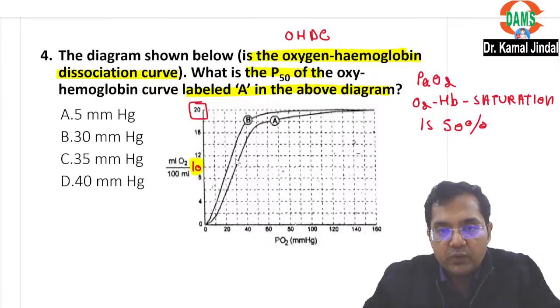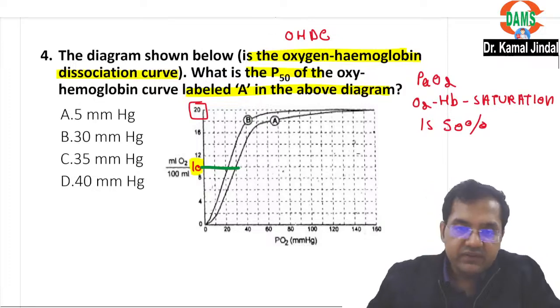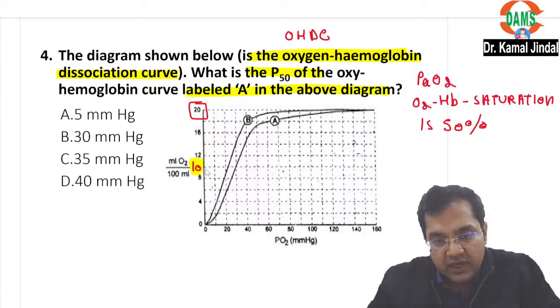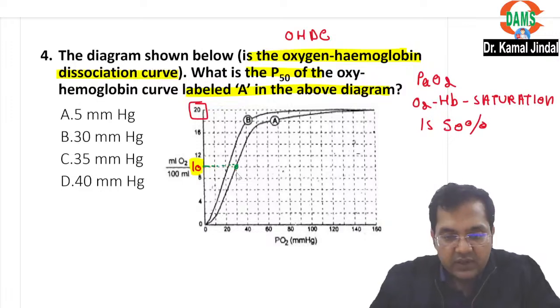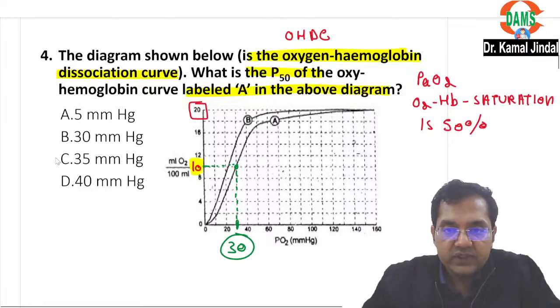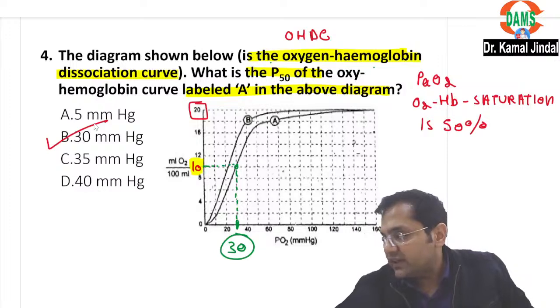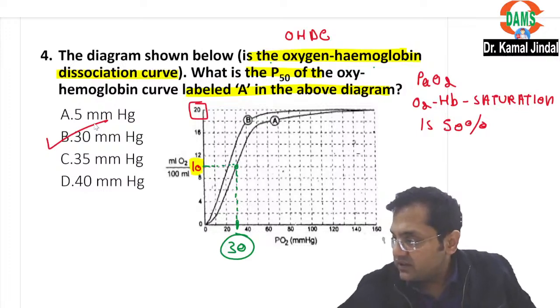Now what do I do? I simply draw a line like this. Once I have drawn the line to the curve A, I strike a line to the curve A, and then I join the line vertically downwards to my pressure. This is around 30. So, an interesting question and must know. The P50 is the partial pressure of oxygen at which hemoglobin is 50% saturated with oxygen.